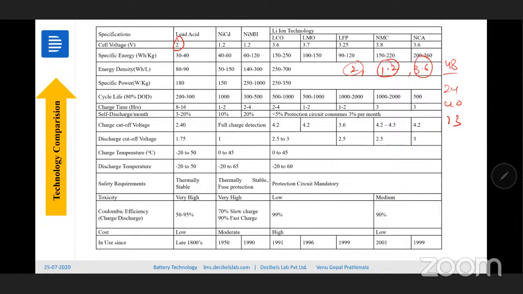Let's assume that each cell has the same mass, 100 grams. So 24 into 100, 40 into 100, and 13 into 100 gives 24 kgs, 40 kgs, and 13 kgs. If you want a 48 volt battery pack with lead acid, you get a battery pack mass of 24 kgs. With nickel based chemistry, you get 40 kgs. And with lithium ion technology, you get 13 kgs. Compared to nickel metal hydride, 40 minus 13 is approximately 27 kgs of mass saved in the battery pack. Your overall vehicle weight will decrease and you can achieve better performance. That's one comparison, cell voltage.